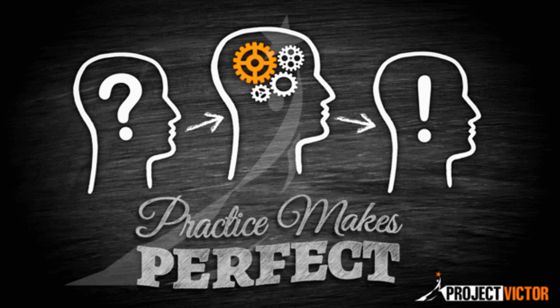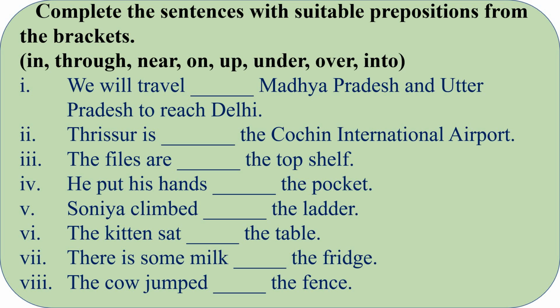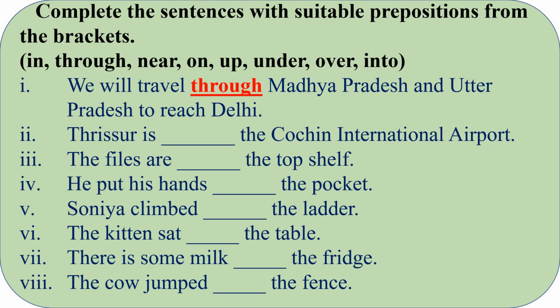Let's practice a small exercise to clear your doubts. Complete the sentences with suitable preposition from the brackets. In this exercise, we have to choose the most suitable preposition to complete the sentences. So, let's start. We will travel through Madhya Pradesh and Uttar Pradesh to reach Delhi.